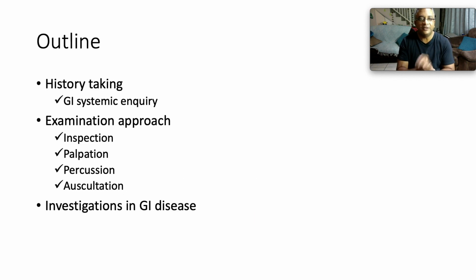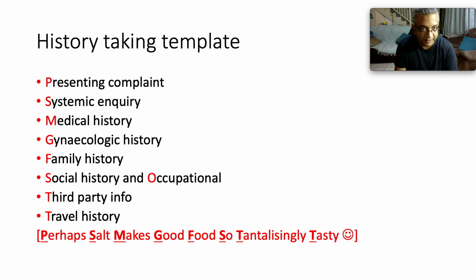Today we're talking about an approach to abdominal history taking, where we're going to focus mainly on the GI systemic inquiry. Then we're going to get into an examination approach for the abdominal system, which follows the time-honored sequence of inspection, palpation, percussion, auscultation. Then we're going to talk a little bit about how to investigate patients who have disease of the gastrointestinal system.